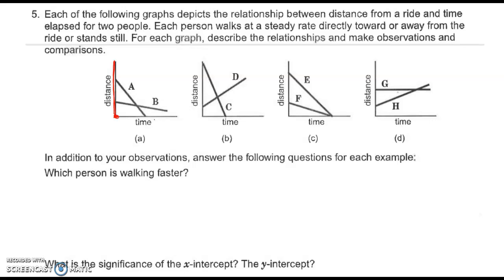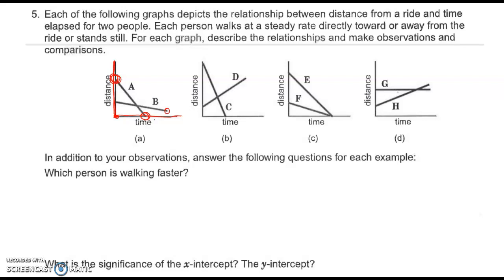So if I'm going to look at these two people, person A and person B, I might ask, who is starting further away? A has a greater distance at the beginning, so A is starting further away. Who gets there first? Well, let's look. As time elapses, who is getting there first? A is getting there first. Look, B, we don't know if B is ever going to get there because B's graph never touches the line. So B's distance from the ride is never 0.